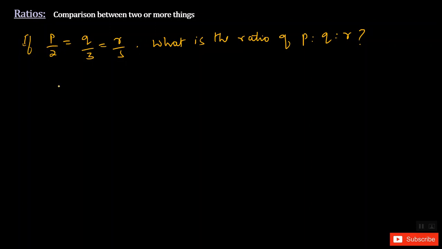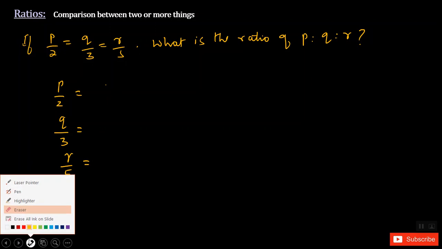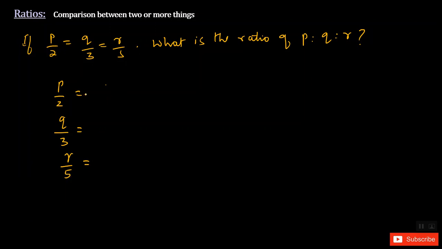Let me just write it down as it is: p by 2, q by 3, and r by 5. Here I can equate this to one variable x, or I can just equate it to 1. Some students solve by equating to the variable x, but I can just equate it to 1, so that it reduces my simplification and you do not get confused. So blindly equate whatever values they have given to 1.